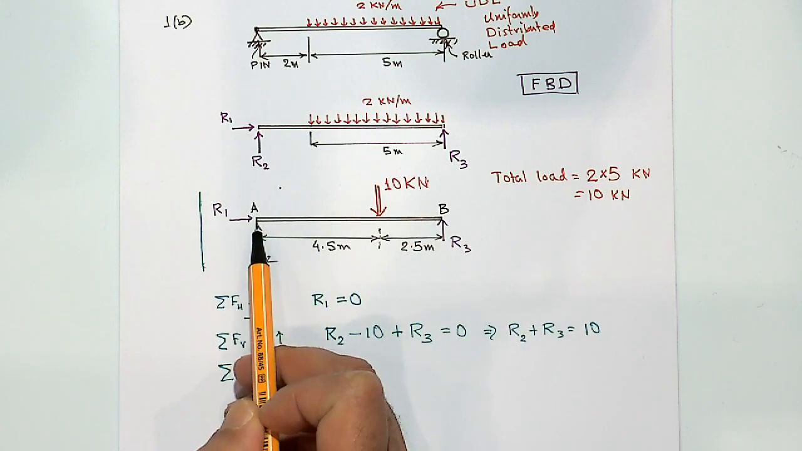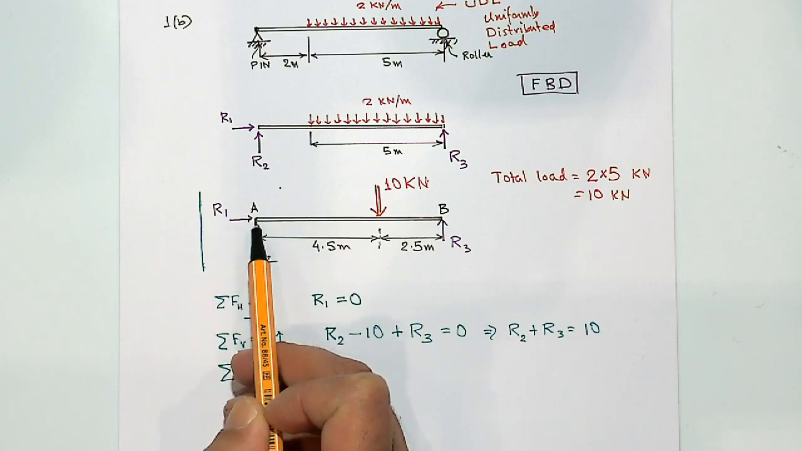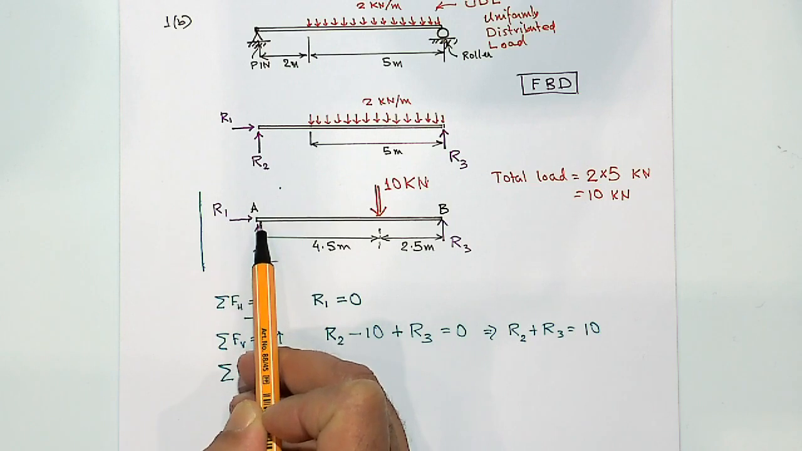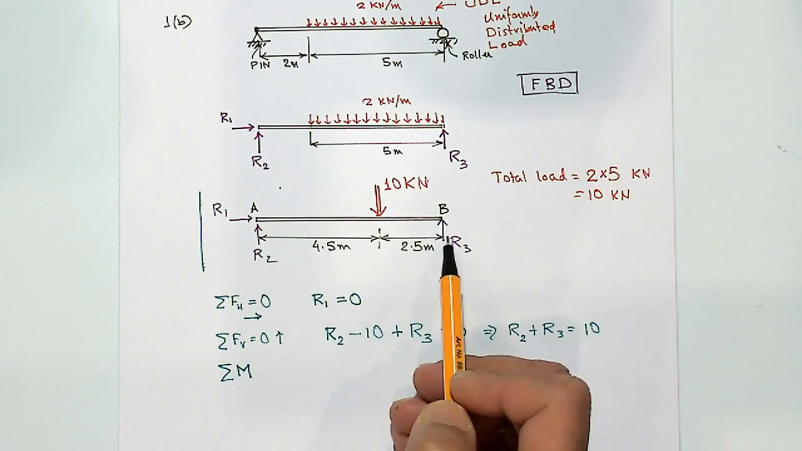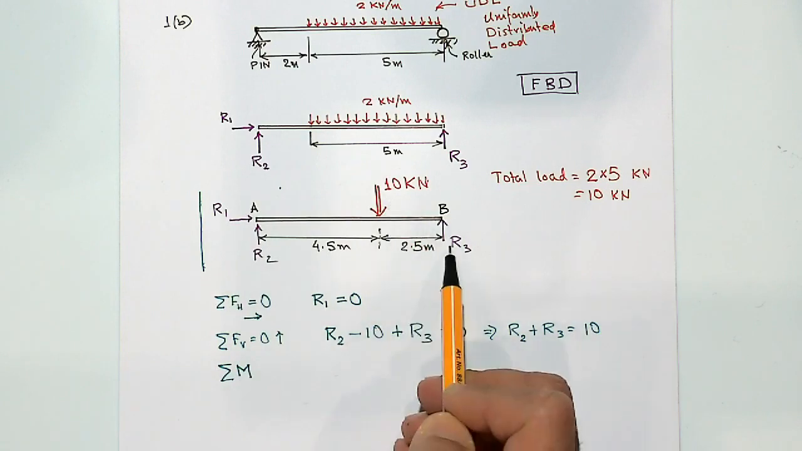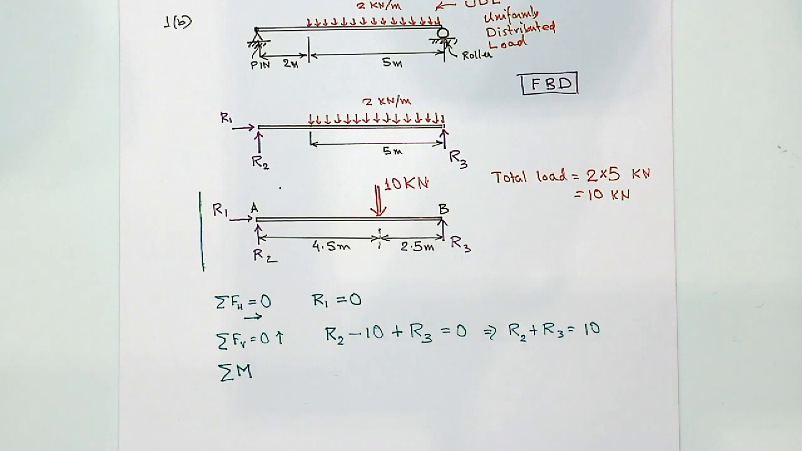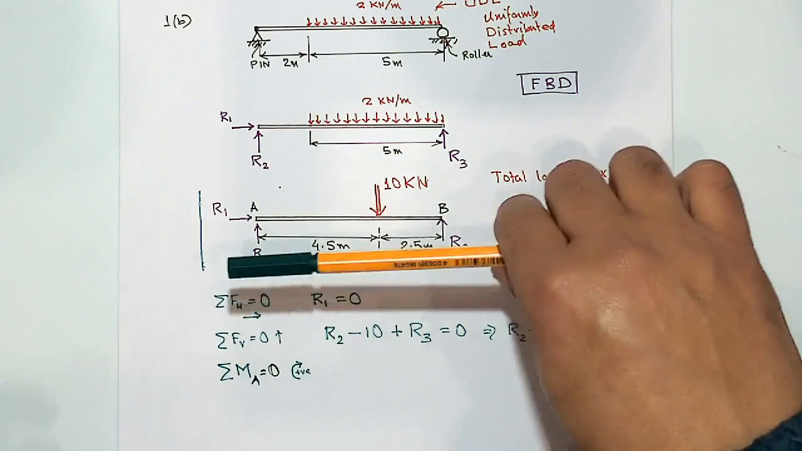Because moment about point A due to R1 would be 0 because R1 passes through point A. Similarly, moment about point A for R2 will also be 0. So only thing would be a known 10 kilonewton force and an unknown R3. So we can get R3 for example. So let's say moment about point A equal to 0. You could have done using moment about B equal to 0 as well. And let's say this time we will take also as before clockwise as positive moment. So if we do that, then R1, R2, 0.